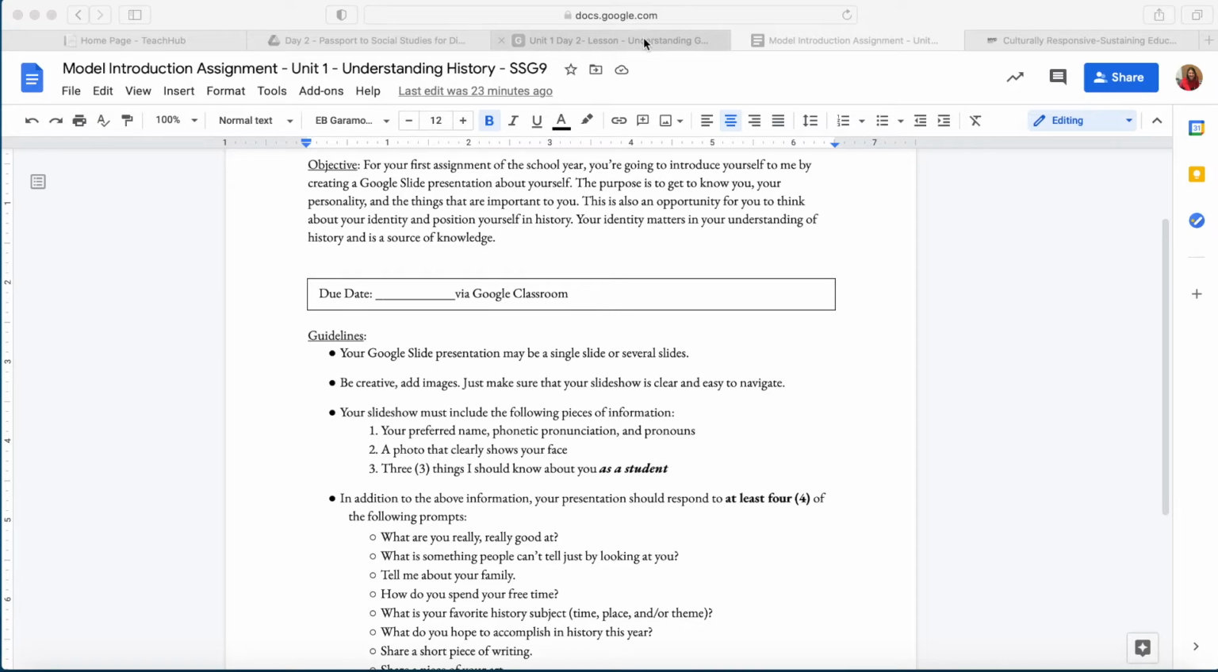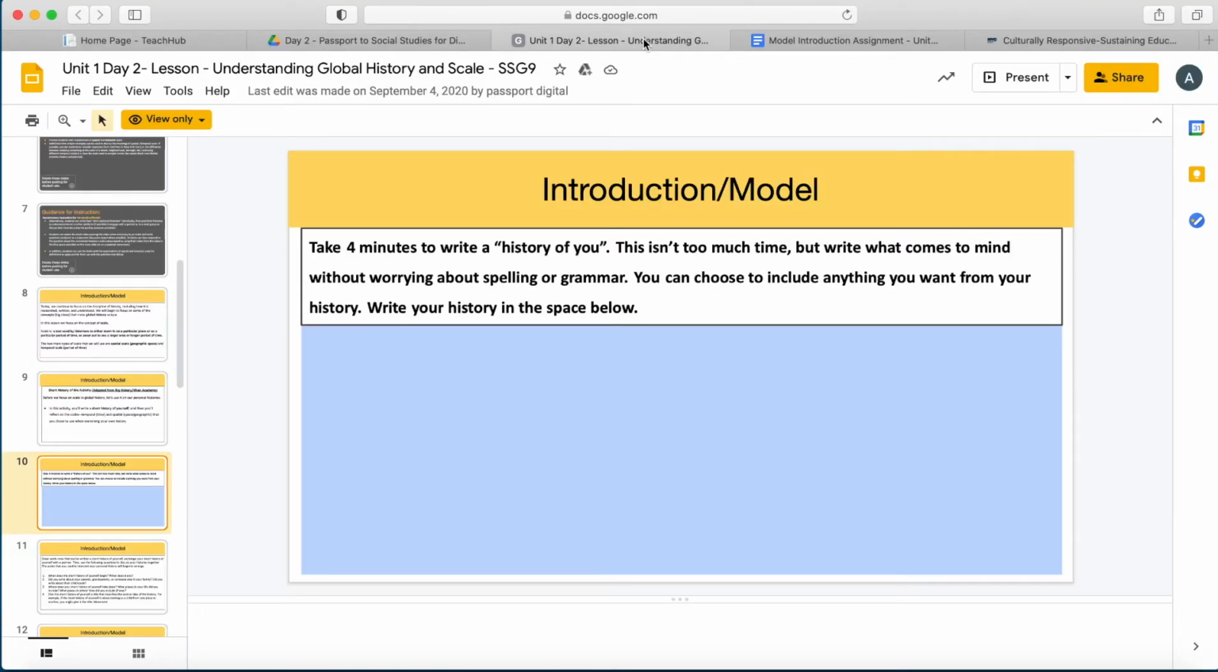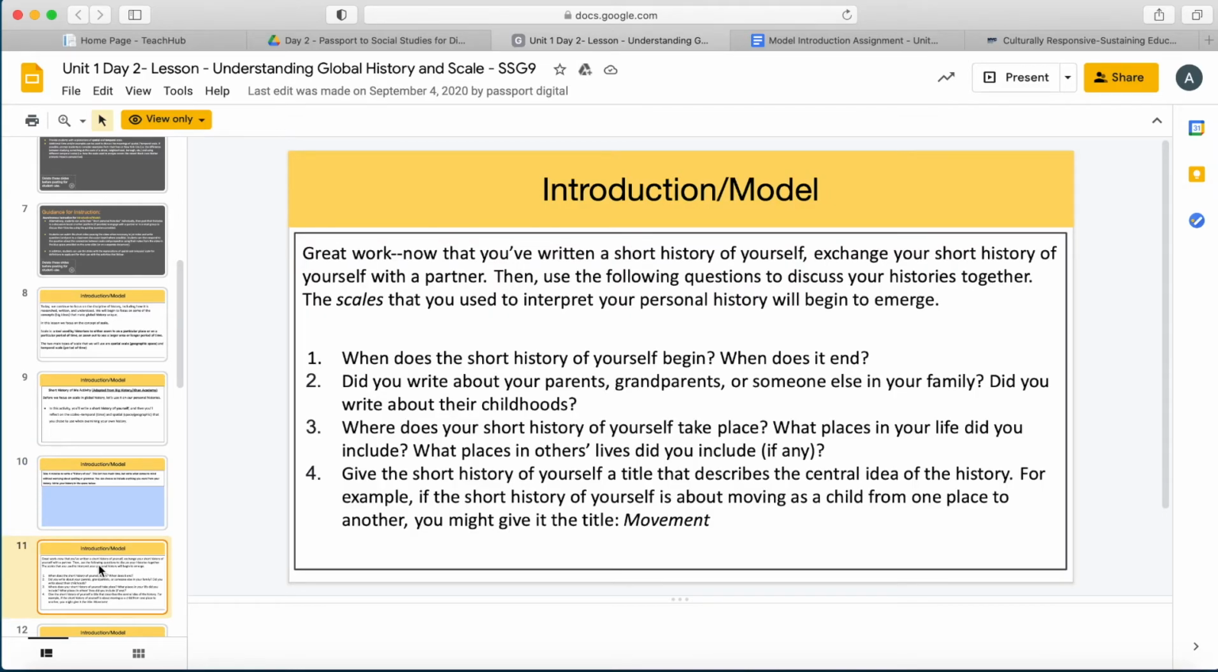You may choose to ask students to share either their personal histories or their introduction assignments, or both, in breakout rooms so that students can get to know each other in a virtual classroom environment. And as you can see on slide 11, students are asked to exchange their personal histories with a partner. This could be done in breakout rooms or as an asynchronous component to the assignment.